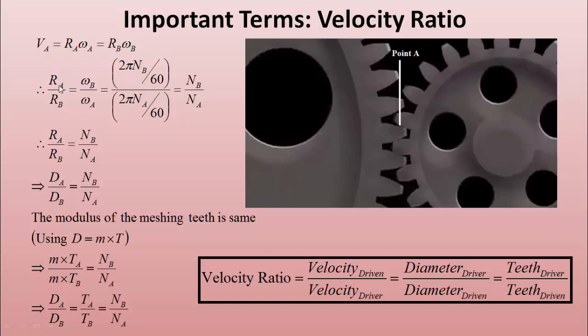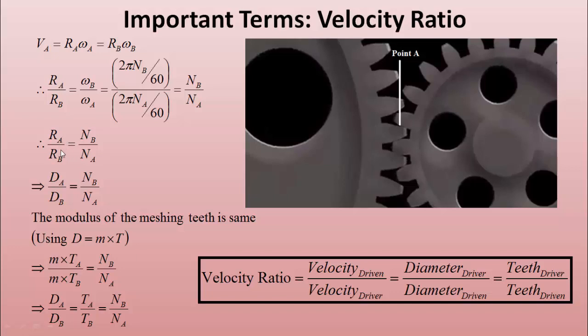This can be rearranged as RA upon RB is equal to omega B upon omega A. What is the formula for angular velocity? 2 pi N upon 60. So writing that formula over here, for B it will be NB, and for A it will be NA. 2 pi upon 60 is common in numerator and denominator, so it will cancel off. So we are left with RA upon RB is equal to NB upon NA.